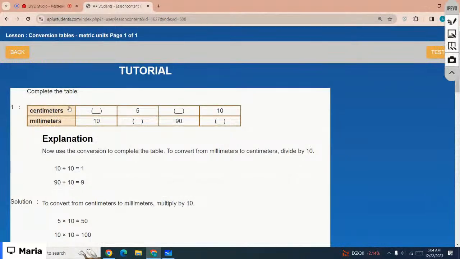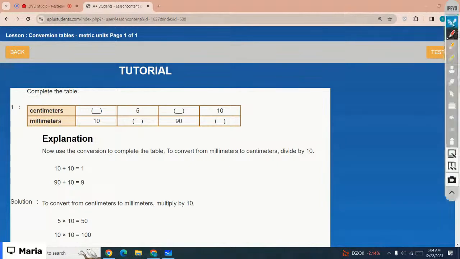The first one is complete the table. So that is a conversion from one unit to another unit, right? You need to complete the table. So here is the conversion between centimeter and millimeter, right? We know that 1 centimeter equals 10 millimeters. You have 10 millimeters in 1 centimeter. So here you can see you are given 10 millimeters, right?